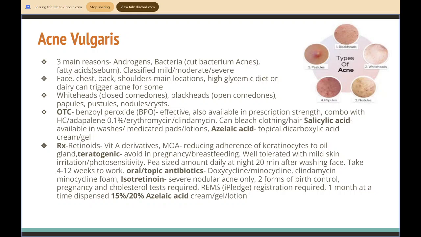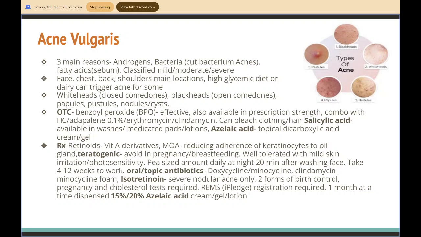We have oral or topical antibiotics. This is going to be doxycycline or minocycline, clindamycin, and minocycline foam. Isotretinoin is for severe nodular acne only, or that's what it's indicated for. 2 forms of birth control, pregnancy, and cholesterol tests are required.